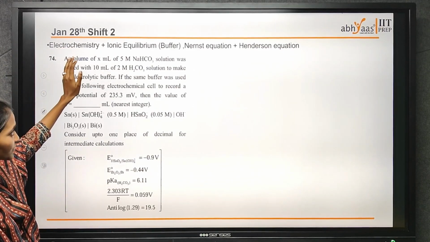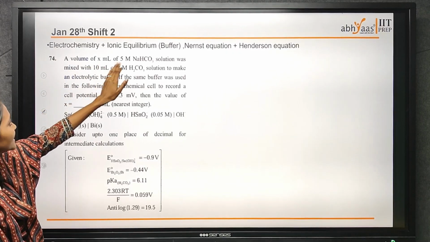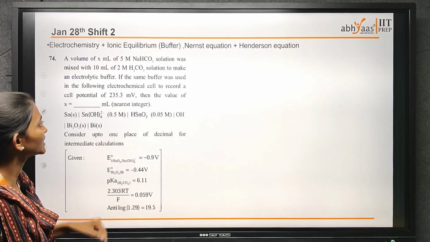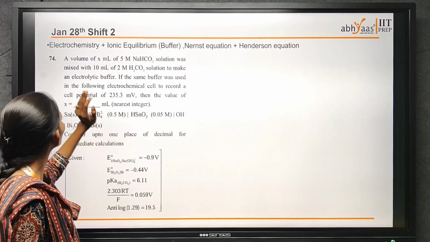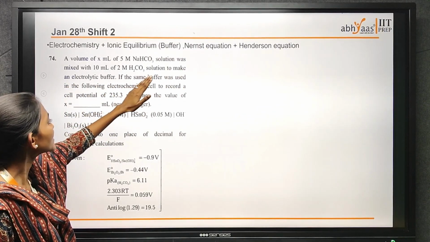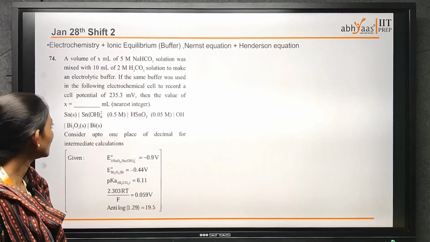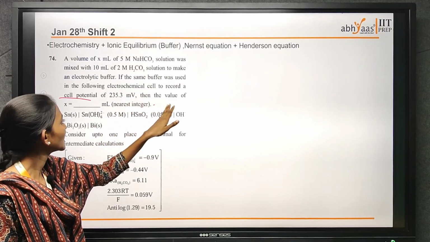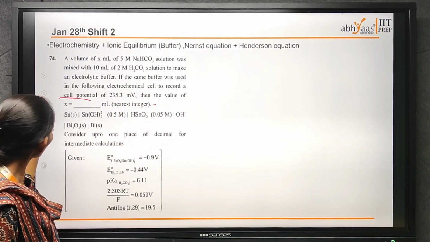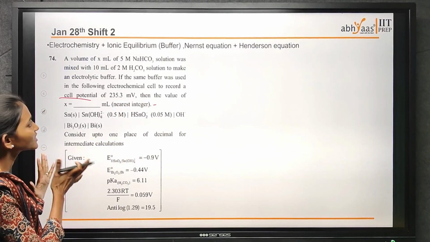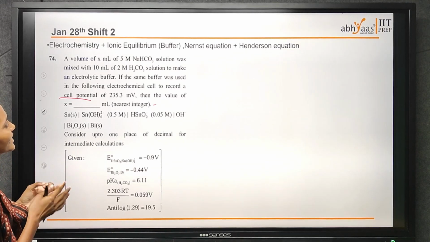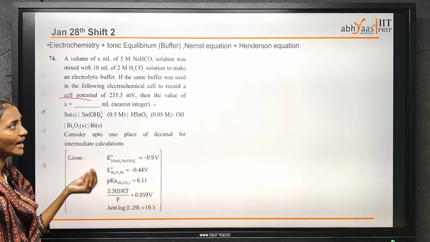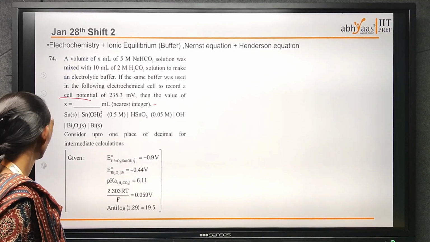This question is from electrochemistry. A volume of X mL of 5 M NaHCO3 solution was mixed with 10 mL of 2 M H2CO3 solution to make an electrolytic buffer. If the same buffer was used in the following electrochemical cell to record a cell potential of 235.3, then they are asking for the value of X. They have given all the data, but this is conceptual, from electrochemistry and ionic equilibrium, and we need to apply the Nernst equation and the Henderson equation. It is a mix of concepts, right?